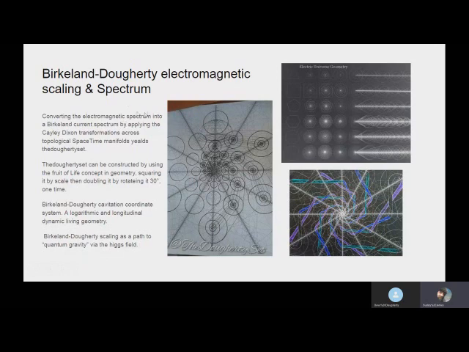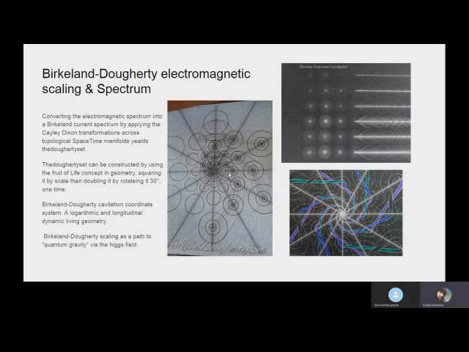Converting the electromagnetic spectrum into a Birkeland current spectrum by applying the Cayley-Dickson transformations across topological spacetime manifolds yields the Doherty set. The Doherty set can be constructed by using the flower of life concept in geometry, squaring it by scale, then doubling it by rotating it 30 degrees one time. Birkeland-Dougherty cavitation coordinate system. That's what this is.